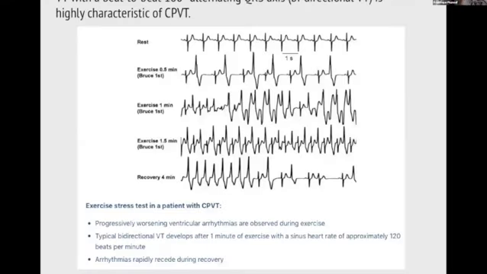So therapy with beta blocker and/or flecainide and avoidance of moderate to high intensity exercise, and individuals with ongoing VT or syncope despite pharmacological therapy and lifestyle modification should be offered an ICD.